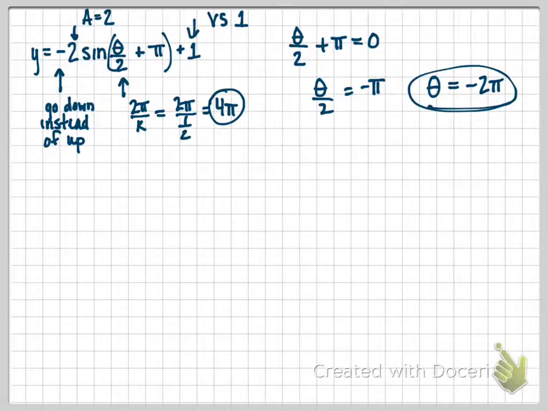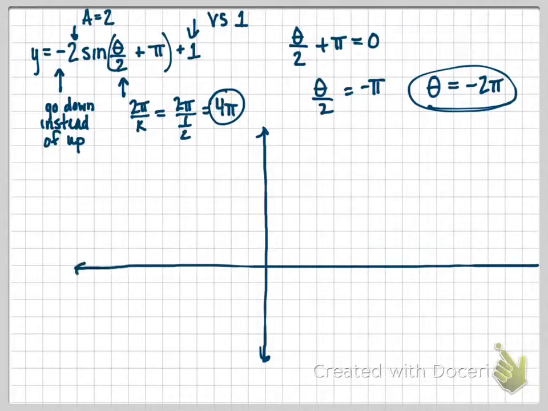Now I'm going to start labeling things. I have my vertical axis and my horizontal axis. I'm going to label about halfway because it's an amplitude of 2 and we're only at 1. So I'm going to label 2, 4, 6, and then in the other direction 2, 4. And then my midline is at positive 1, so here I am at positive 1.